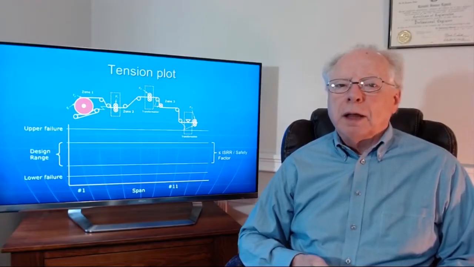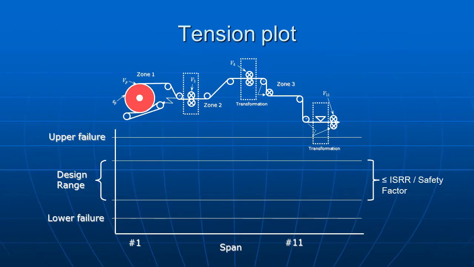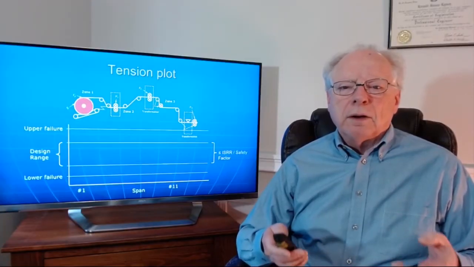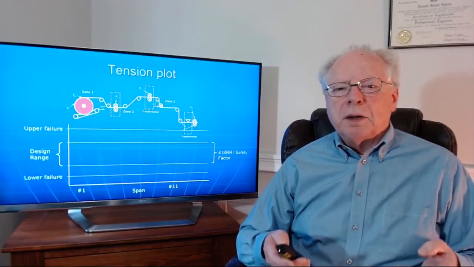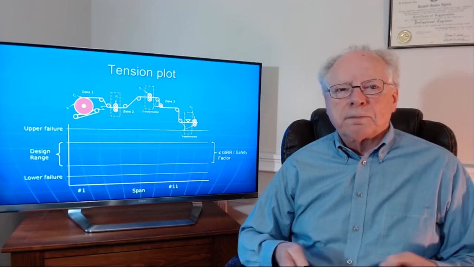A tension plot plots tension or strain for each span in the path. Strain or tension is plotted on the y-axis and span number is plotted on the x-axis. You can plot either strain or tension; that's your choice. We have already found our failure limits. Now we need to think about the design range.